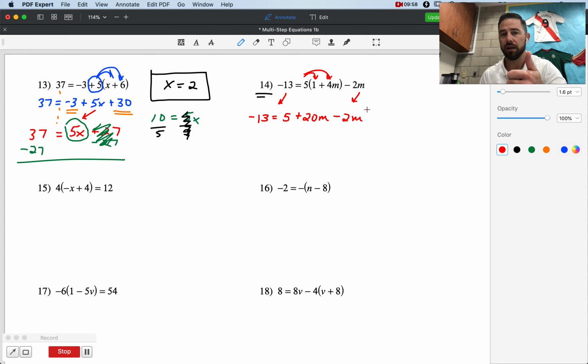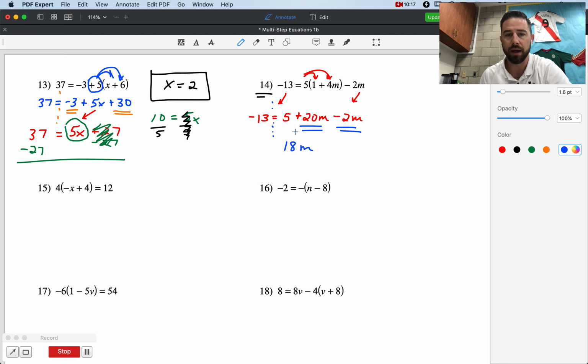Okay, we distributed. Check. Next, combine like terms. This is our wall. What about on the right side? What can we combine? Well, we have m's and we have m's. Do you see that? So I'm going to take care of that first. What's 20m minus 2m? Well, it's 18m.